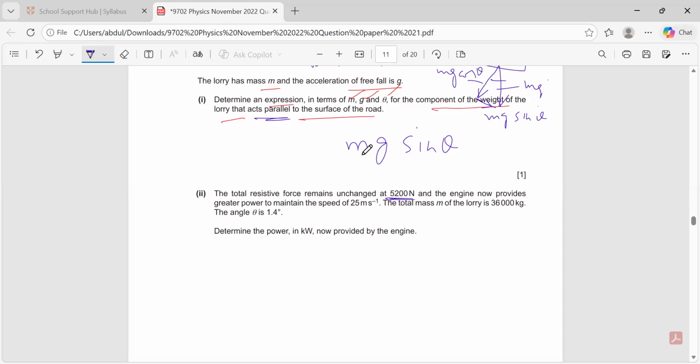Now the total resistive force remains still unchanged. How much? 200 Newton. And the engine now provides the greater power to maintain the speed. The total mass of the lorry is this. Angle is this. Determine the power in kilowatt now provided by the engine. No problem. Now the power provided by the engine, that's what we have to discuss, my dear friends.